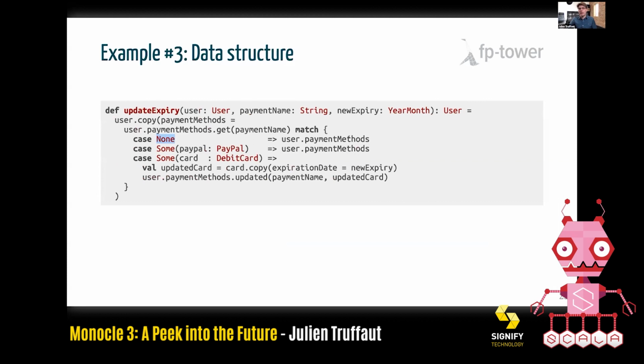In the first 2 cases, same as before, we can't do anything about it. We have to return a payment method, so we can't create a debit card out of nowhere. So we kind of have to return the payment method unchanged. The only thing we can do is, for a debit card, we can copy it over, and then we need to insert it inside of the map, upsert it using updated. So this starts to be very boilerplatey. It's also very annoying that we can't distinguish between these 2 kinds of errors.